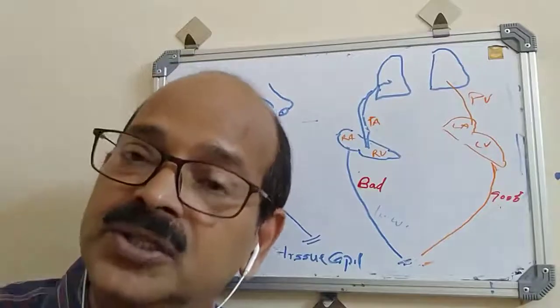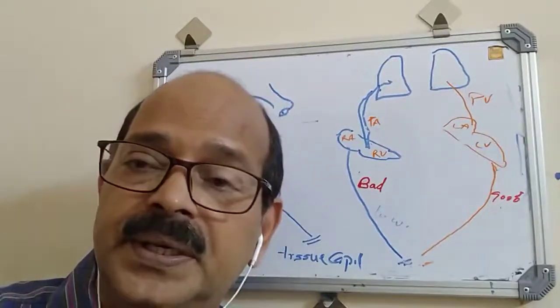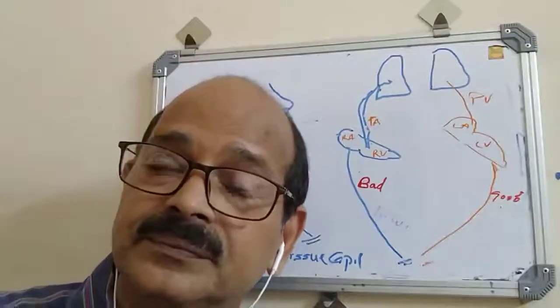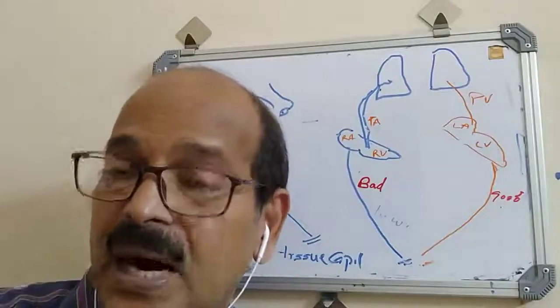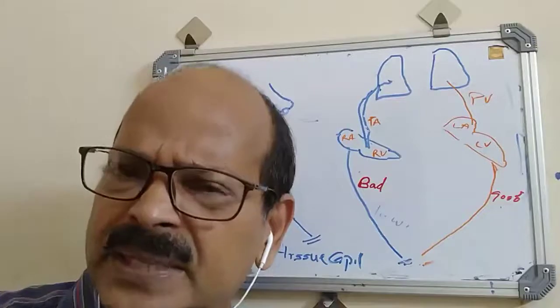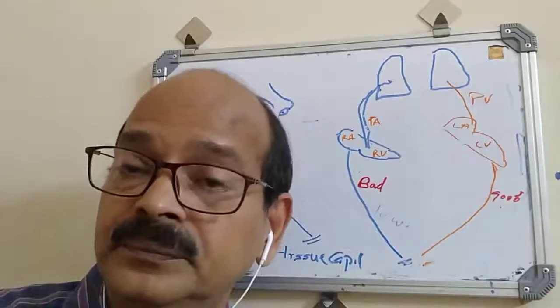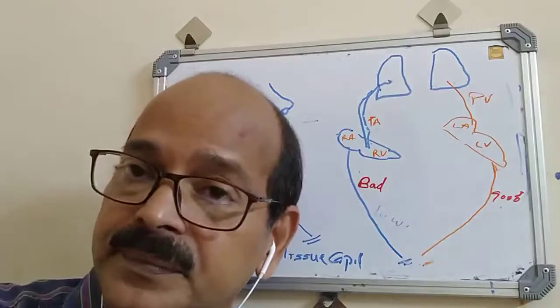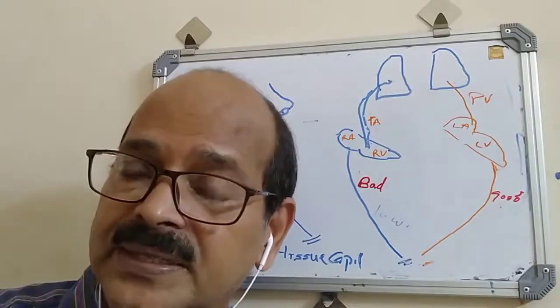And there are two other types of decreased flow state. One is tricuspid atresia, the other is Ebstein's anomaly. Out of all these, Ebstein's anomaly is a little bit unique. There are a lot of peculiarities for Ebstein's anomaly where you may not get any of the classical clinical manifestation.